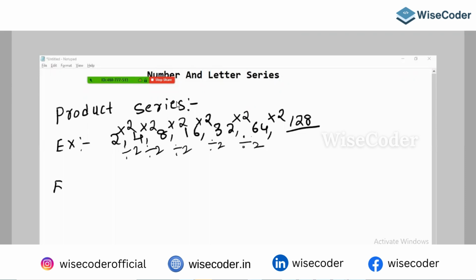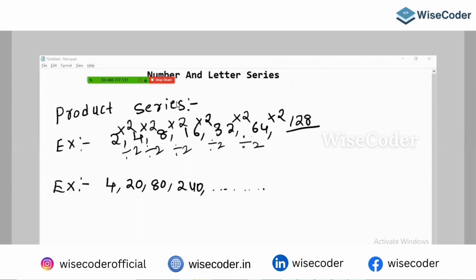Let's take another example. This is a series: 4, 20, 80, 240, dash. Let's pause the video and try to answer it. I hope you guys answered. Look at here, 4, 20, 80, 240.